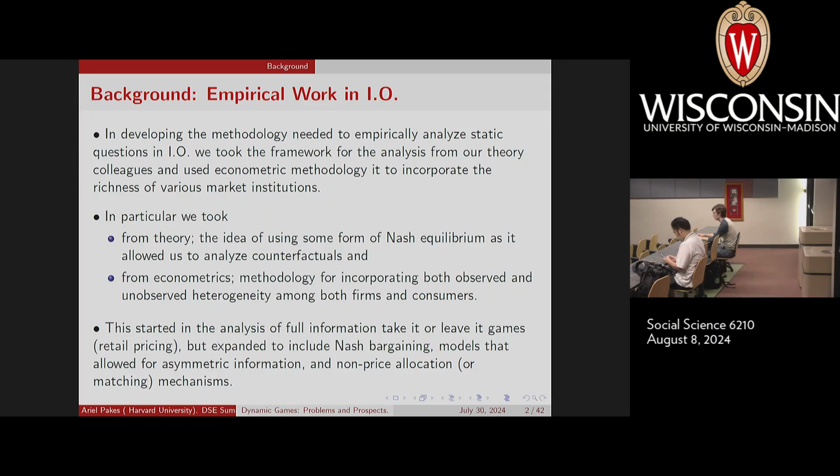And it started essentially with take it or leave it offers in a full information game. Take it or leave it, like retail trade. There's a price out there. You either take the price or you leave. Okay, you don't bargain with the guy.